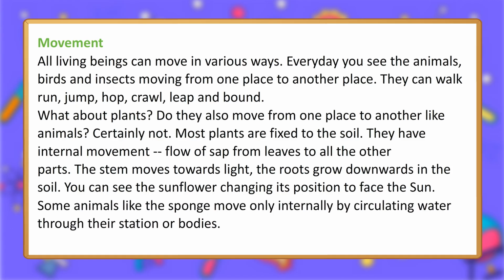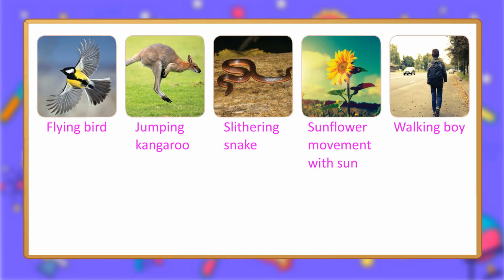Some animals like the sponge move only internally by circulating water through their bodies. Flying bird. Jumping kangaroo. Slithering snake. Sunflower movement with sun. Walking.